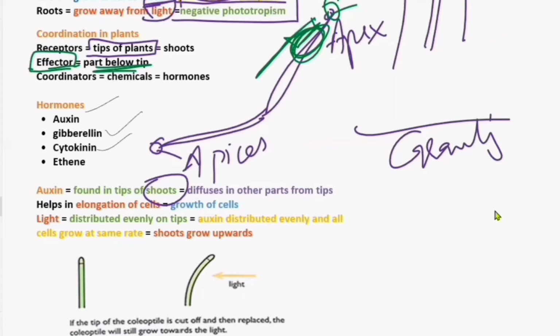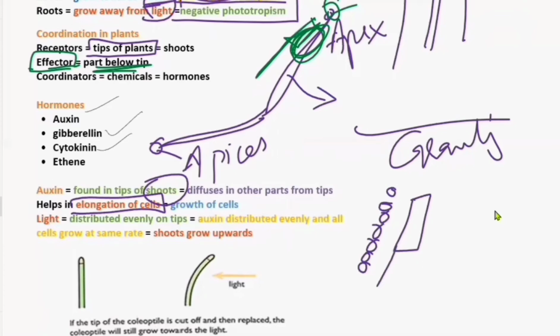It is synthesized in the tip, and from there it diffuses to different parts, the lateral parts of the plant, and it helps in the elongation of the cells. You can see that these are the smaller-sized cells. If the cells are elongated, the size of the stem or root will increase. In other words, we say that it helps in the growth of the cells.